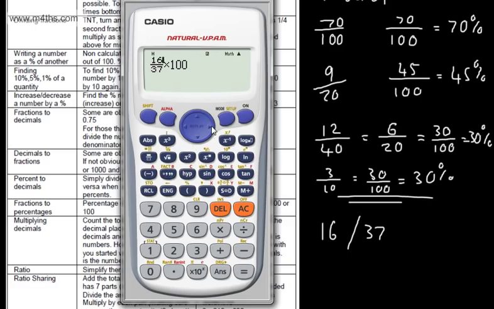So if I got, let's say, 23 out of 59 in the test, and I wanted to know what percentage that was, the answer is going to be 39% to the nearest 1%.